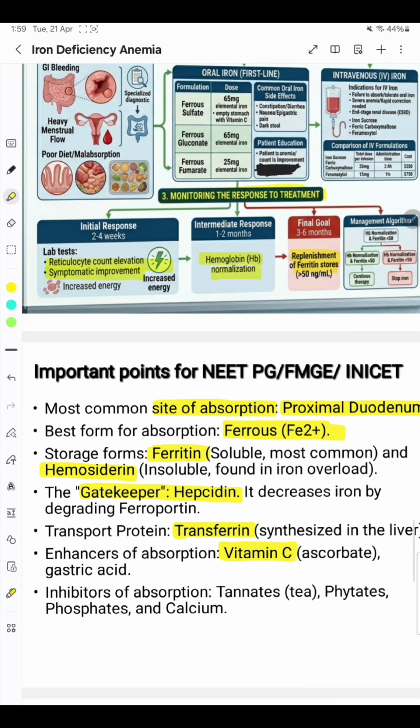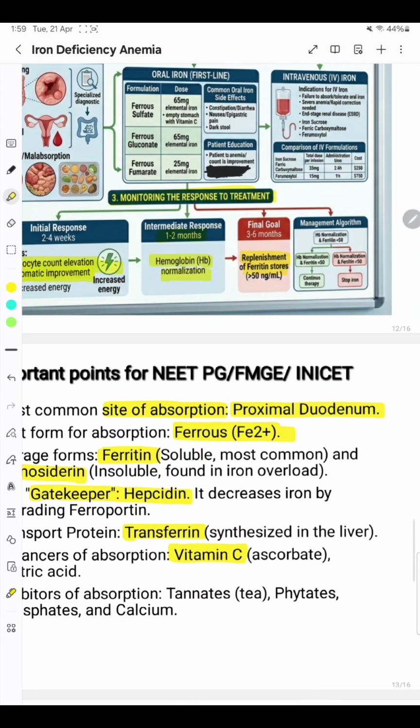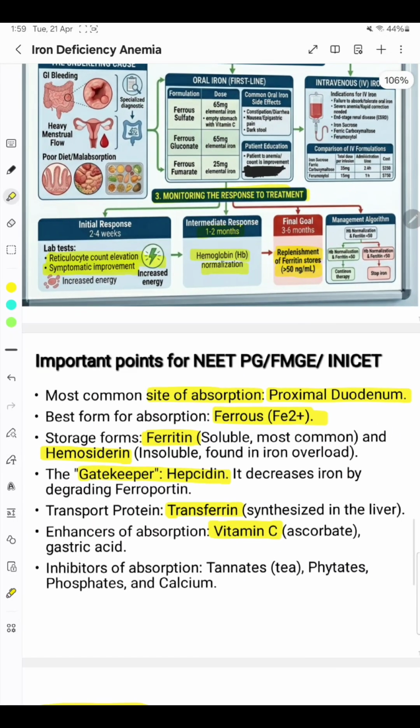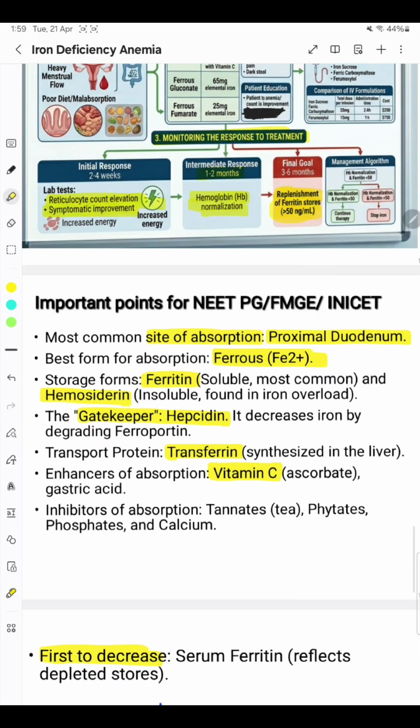The response to the treatment is initially, in the first 2 to 4 weeks, lab tests show increased reticulocyte count and symptomatic improvement in the patient. In 1 to 2 weeks, there is increased hemoglobin level, and finally replenishment of the ferritin stores. So this is the response to treatment. Initially increased reticulocyte count, then hemoglobin increases, and ultimately replenishes the iron stores in the form of ferritin.